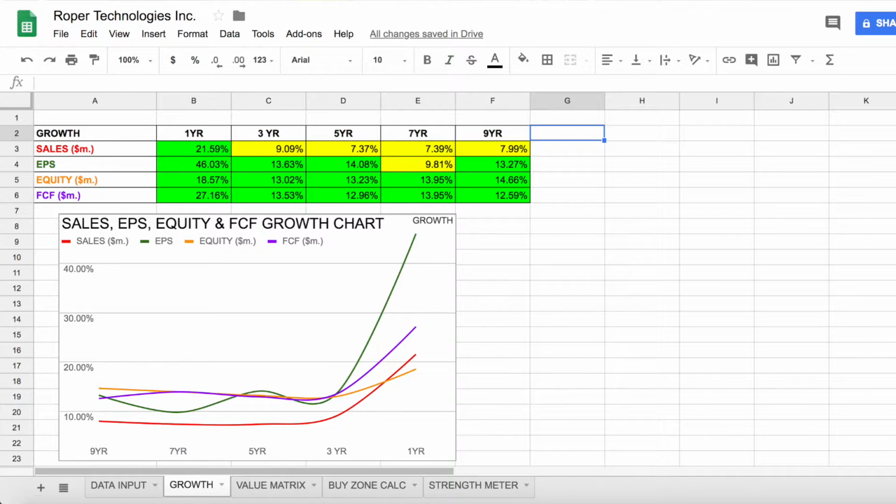And for free cash flow, 12.59% over the long term and growing each and every year with a huge 27% growth this year. Finally, let's look at the value matrix and at what price we should be willing to buy ROPA.